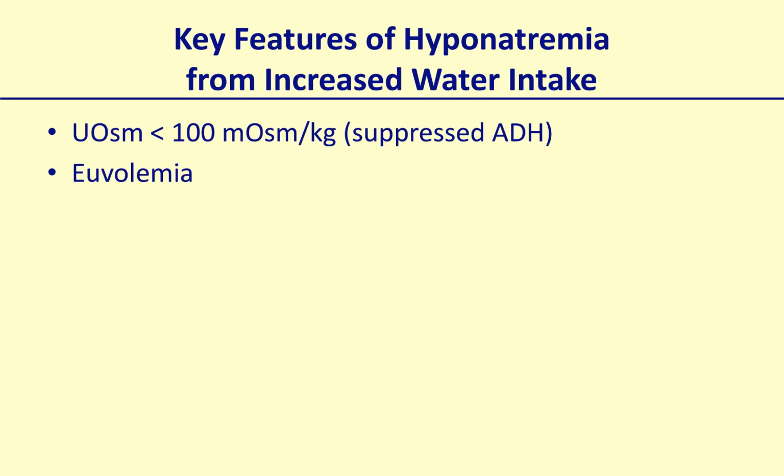Now, what are the clinical features of hyponatremia from increased water intake? You have a low urine osmolarity because the hypotonicity or the low osmolarity is causing suppression of ADH. So since there is no ADH, the urine osmolarity is going to be low, less than 100. And these patients are clinically euvolemic because they haven't lost or gained any total body sodium.